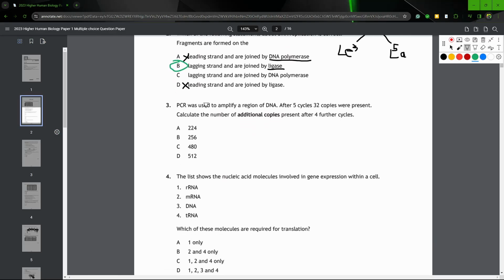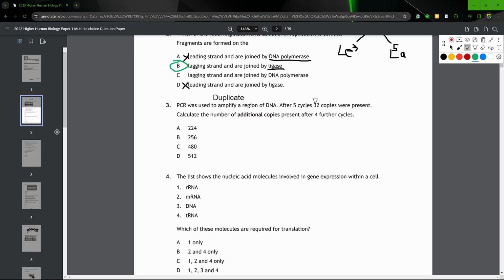Next up, PCR, which is polymerase chain reaction, was used to amplify, which just means duplicate, a region of DNA. After 5 cycles, 32 copies were present. Calculate the number of additional copies present after a further 4 cycles. It's important because they put it in bold. So remember, this is quite a mathsy one actually. Additional copies after 4 further cycles.